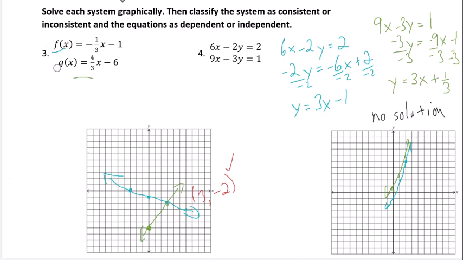All right, let's go ahead and classify these. These are intersecting lines, so these are consistent. And you can see two separate lines, so these are independent. In this example 4, there is no solution, so this is an inconsistent system. And you can see two separate lines, so these are independent.